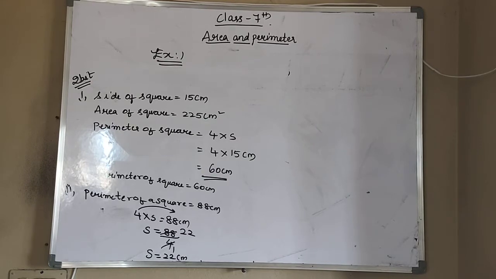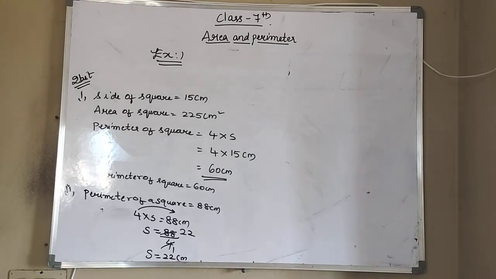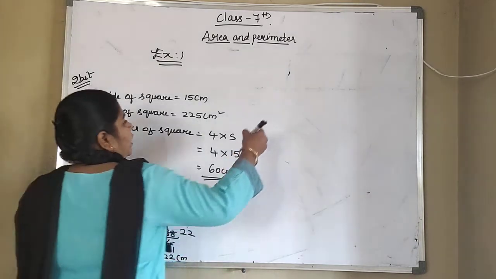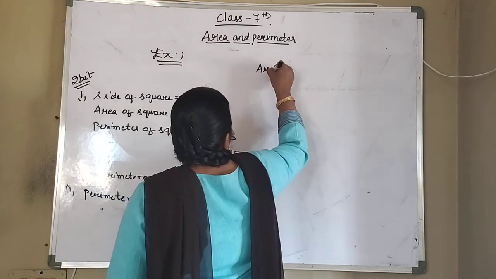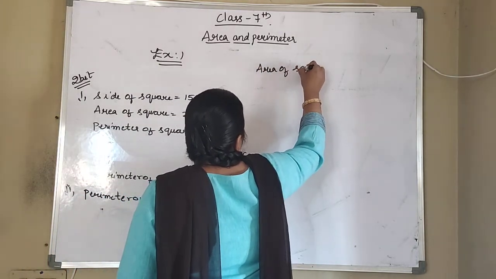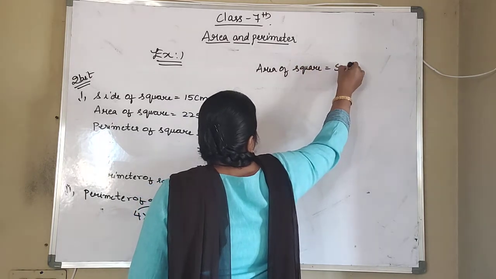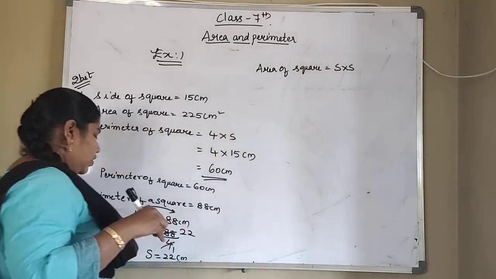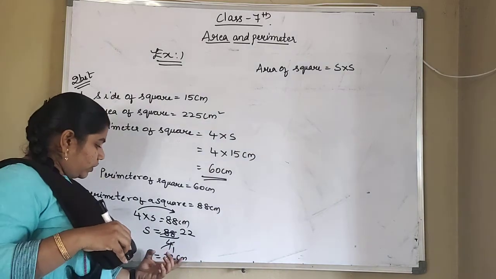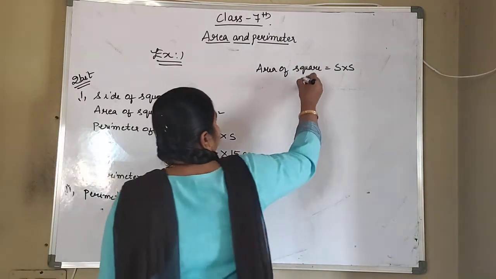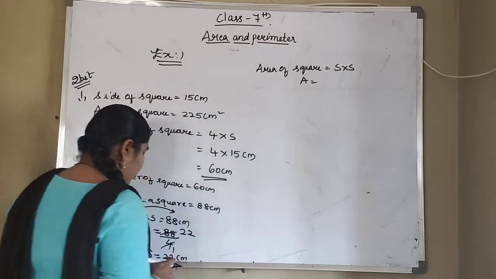So, how to find the area here? Area of a square formula is what? S into S. So, area of a square is S into S. We got the side value here. So, area is equals to, side is how much?